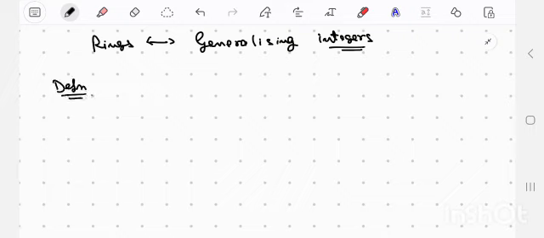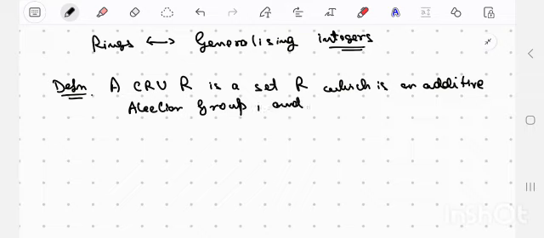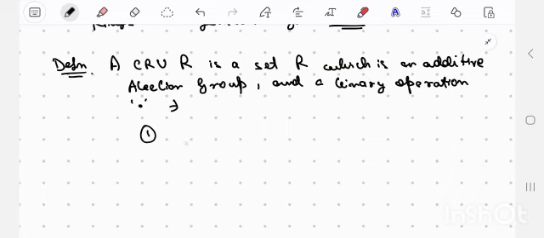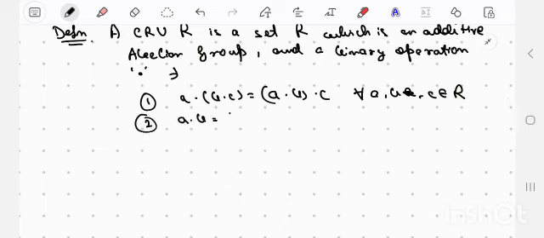Our main focus will be commutative rings with unity, as I said. So this will be our symbol, a CRUR. That means a commutative ring with unity is a set R, which is an additive abelian group, and a binary operation, which we denote as dot, such that property number 1 is that (a dot b) dot c is the same as a dot (b dot c) for all a, b, c in R, and secondly, a dot b is equal to b dot a for every element in R, and number 3 is that there exists an element which we denote as 1. You can simply think of 1 as a symbol.